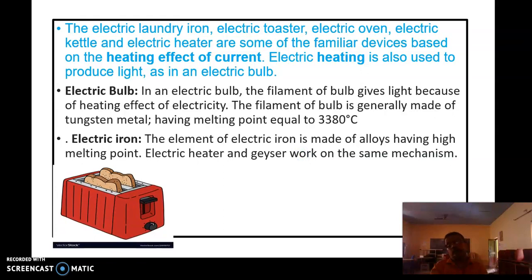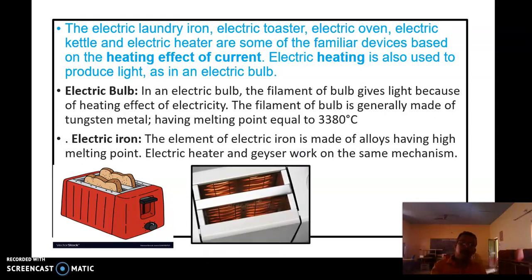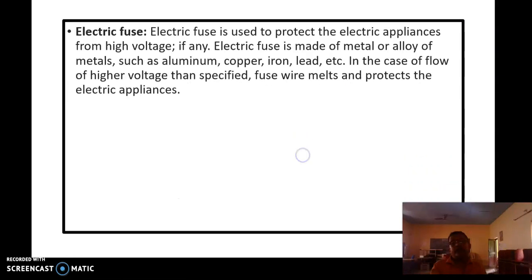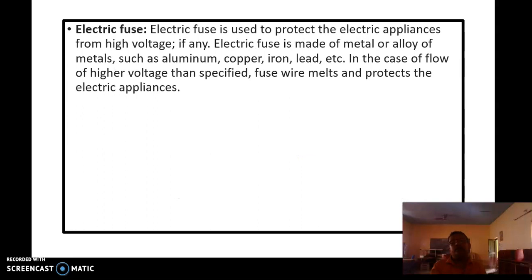So this is the electric toaster. It is used for making bread toast and some snack items. Here also the coil is like this. This is also working on the principle of the heating effect of electric current. This is the kettle. Electric fuse.